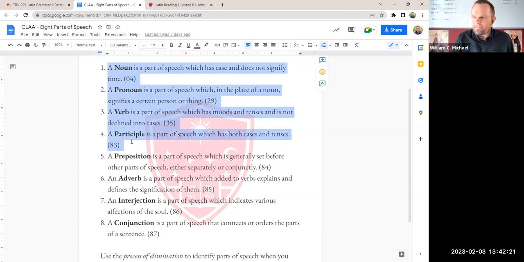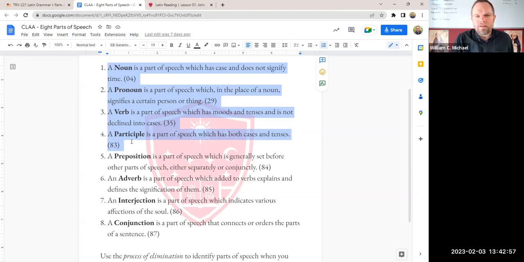Process of elimination. A noun is a part of speech which has case and does not signify time. Is it possible that hoc is a noun? Does it have cases? Does it signify time? Can hoc be a noun? Yes or no? You're answering no, but you're wrong, because there's no reason why hoc can't be a noun. Hoc does meet the definition of a noun. It does have cases, and it does not signify time. So hoc could be a noun.